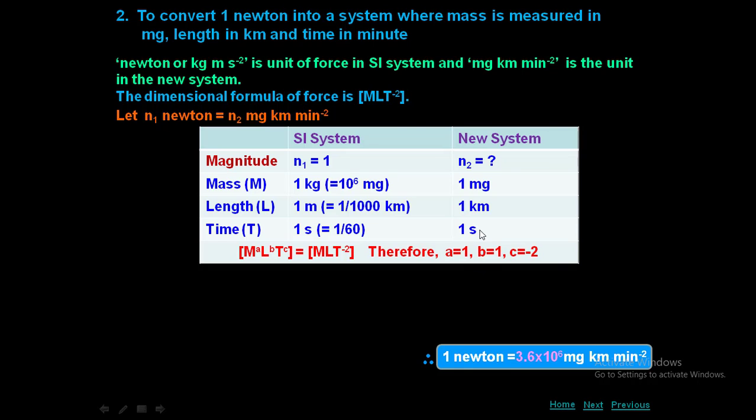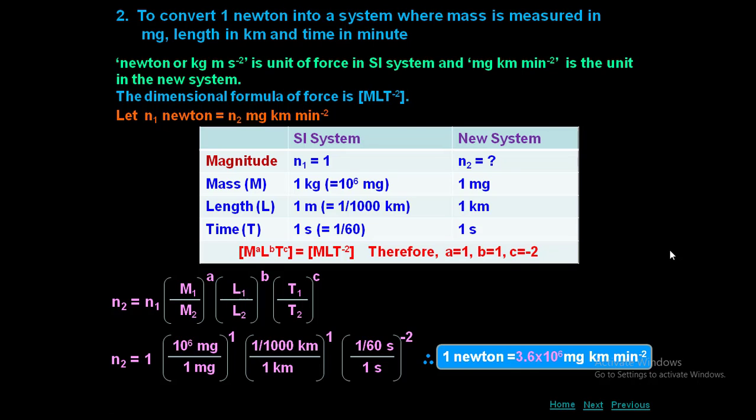Write the values of a, b and c: 1, 1, minus 2. Now substitute in the formula. You're going to have the expression like this. So finally, if you calculate, you're going to have the answer as 3.6 into 10 to the power 6. That is our required value in the arbitrary unit.